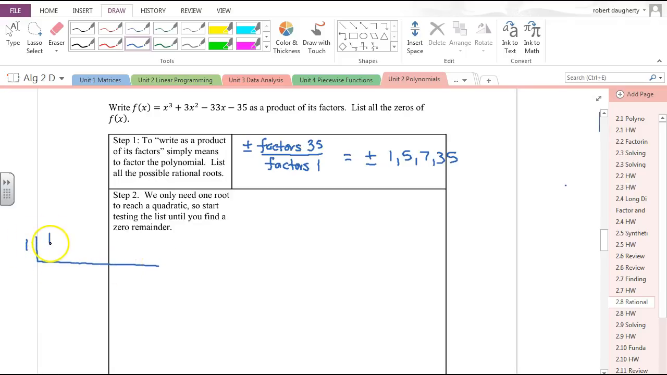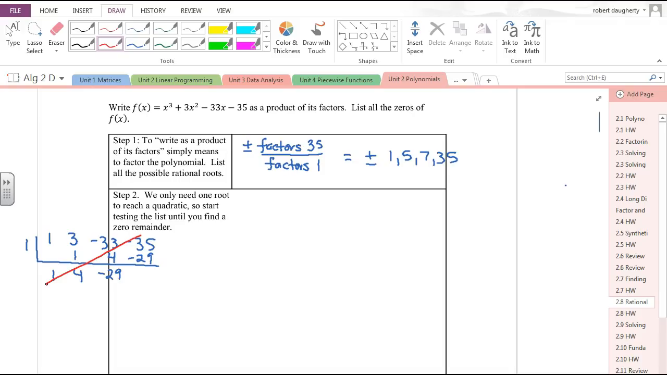And let's see, I'm going to have 1, 3, negative 33, negative 35. So if I bring the 1 down, 1 times 1 is 1. Add to get 4. 1 times 4 is 4. That gives me negative 29. This is negative 29. Now, I really don't care what this number is, but I know it's not what? It's not 0. So when I get this far, that didn't work. So 1 is not a root or solution, okay? So it doesn't matter. Those add up to be, what, negative 64. All I know is it's not 0. So 1 does not work.